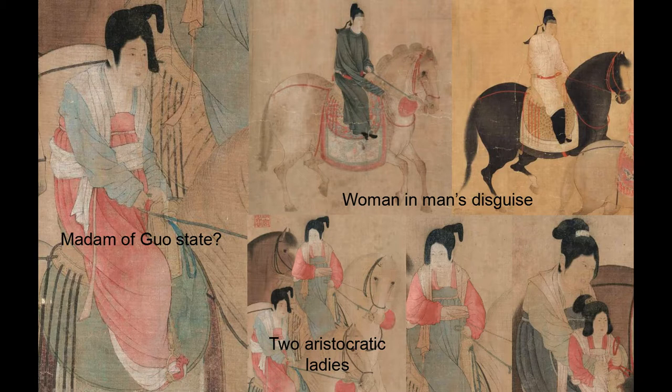There was a series of paintings depicting graceful ladies in the Tang Dynasty palace, painted by Zhang Xuan and Zhou Fang.